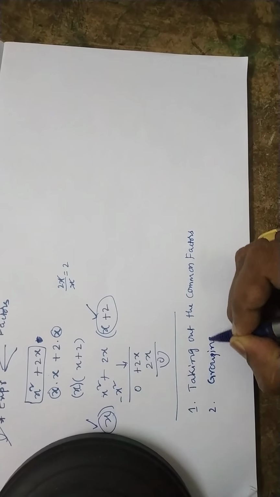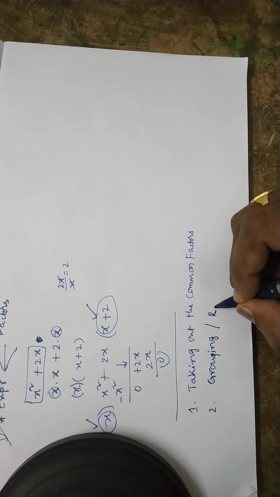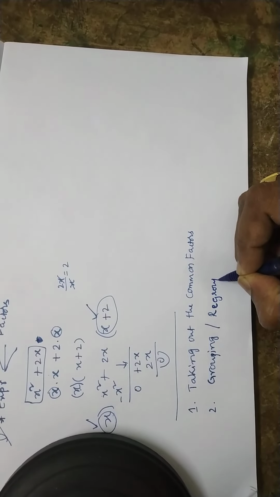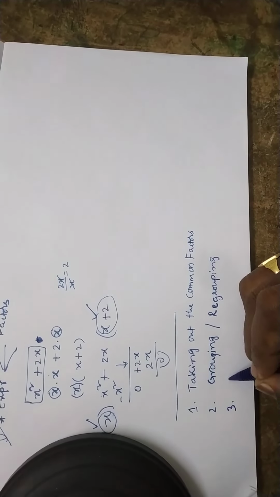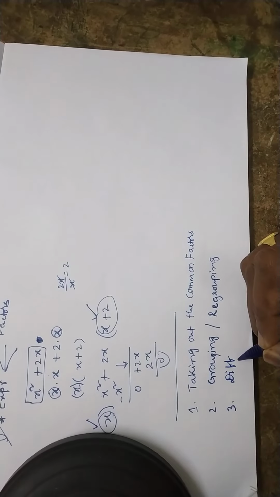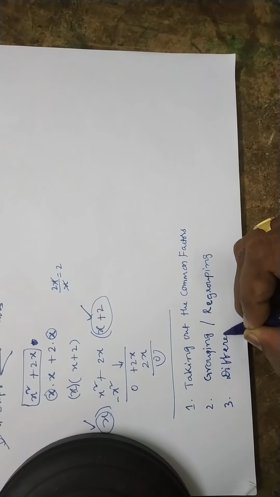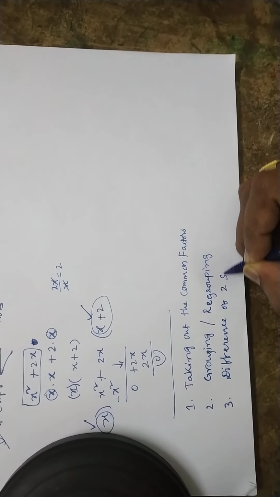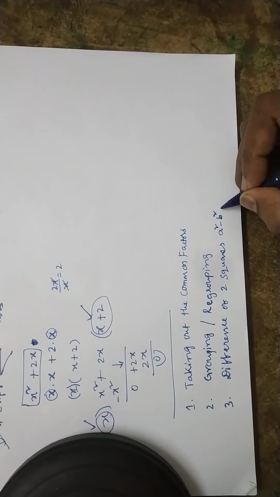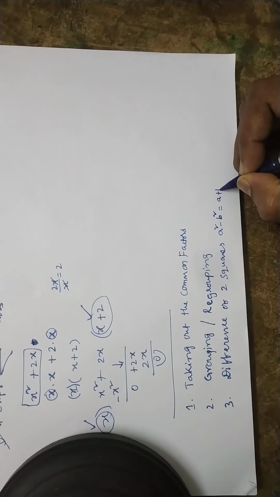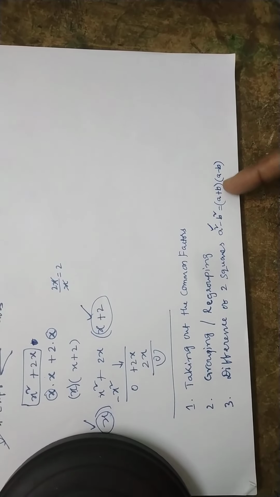Grouping, as you change your friends. If there is any argument or clash, regrouping. So grouping, regrouping. The third one is difference of two squares. Actually the third, fourth and other types use identities. So difference of two squares, like a square minus b square format. When you have a square minus b square, you have the identity a plus b into a minus b. Since the degree is 2, you will get two factors.